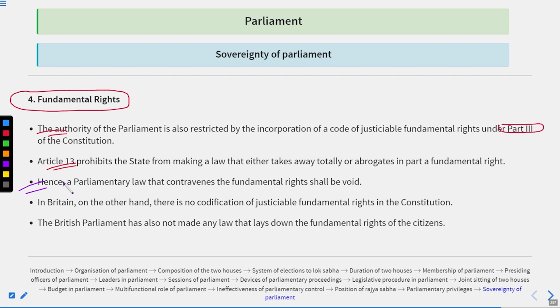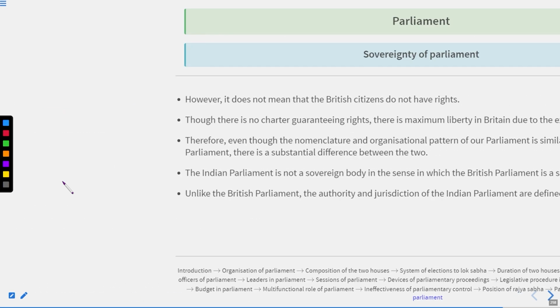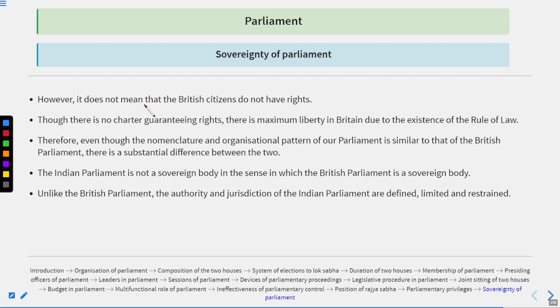In Britain, on the other hand, there is no codification of justiciable fundamental rights in the constitution. The British Parliament has also not made any law that lays down the fundamental rights of the citizens. Got it? However, it does not mean that the British citizens do not have rights. Though there is no charter guaranteeing the rights, there is maximum liberty in Britain due to the existence of the rule of law.